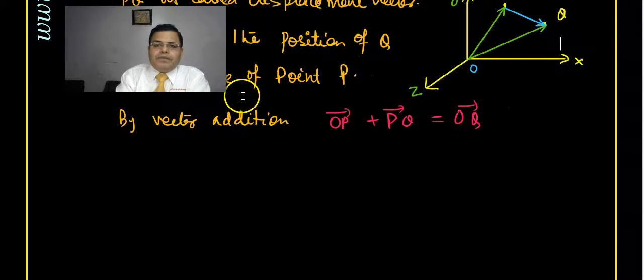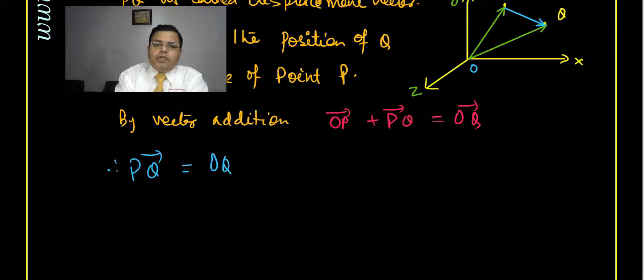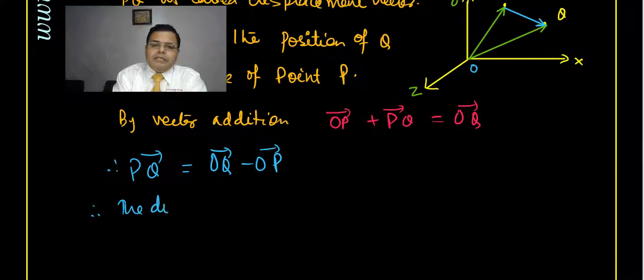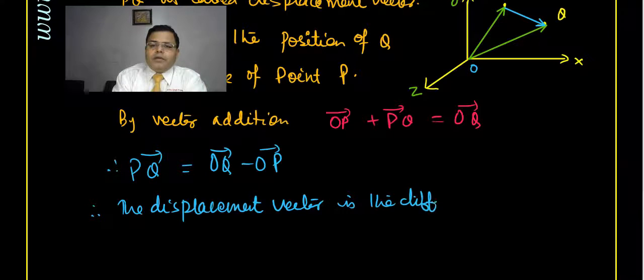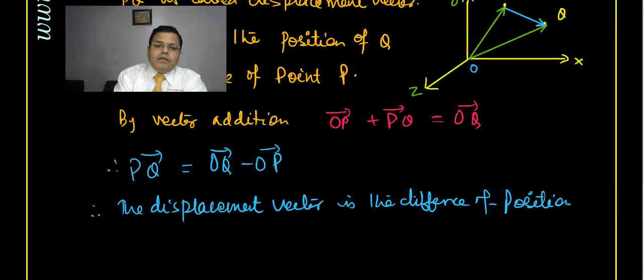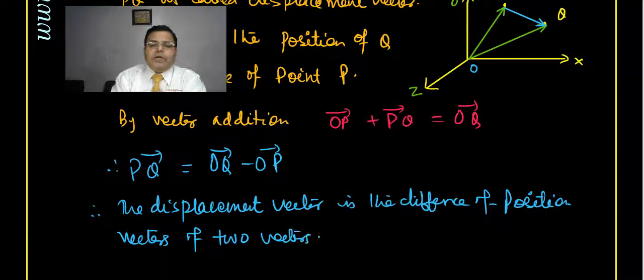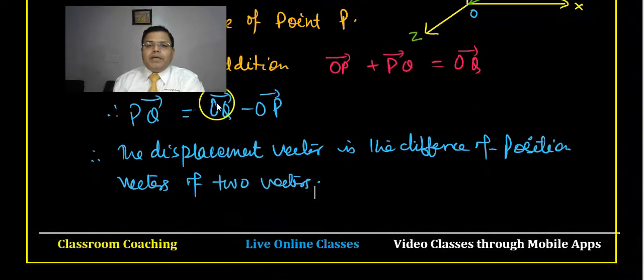If I would like to write PQ, then vector PQ is OQ minus OP. So basically, this is the difference. Therefore, the displacement vector is the difference of position vectors of two points, right? This is what we can say.